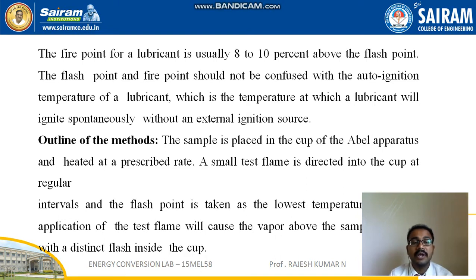So what is the outline of this method? The sample is placed in the cup of the Abel apparatus and heated at a prescribed rate. A small test flame is directed into the cup at regular intervals, and the flash point is taken as the lowest temperature, as we discussed, at which the application of the test flame will cause the vapor above the sample to ignite with a distinct flash inside the cup.